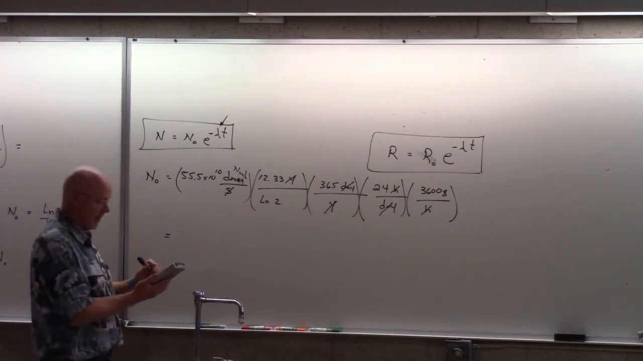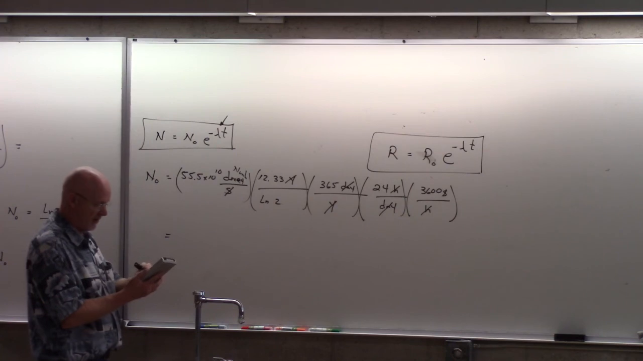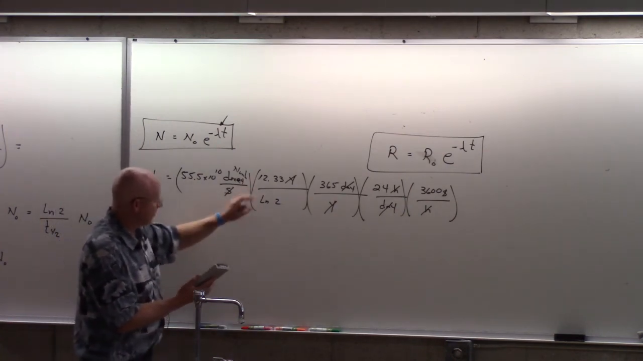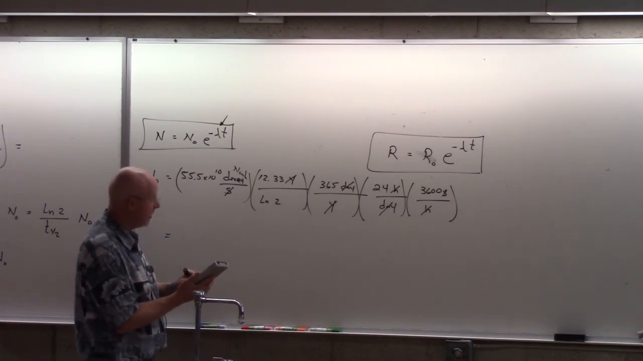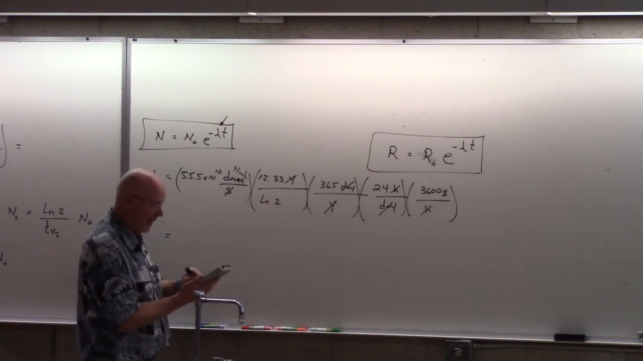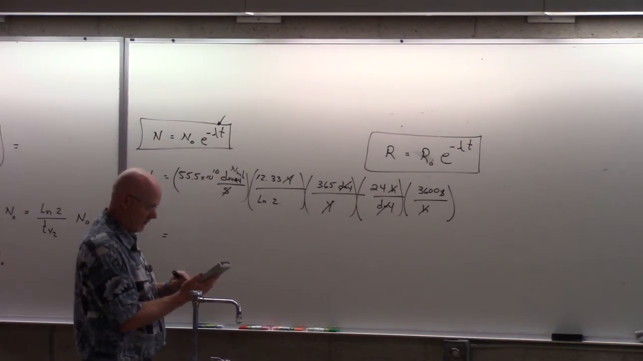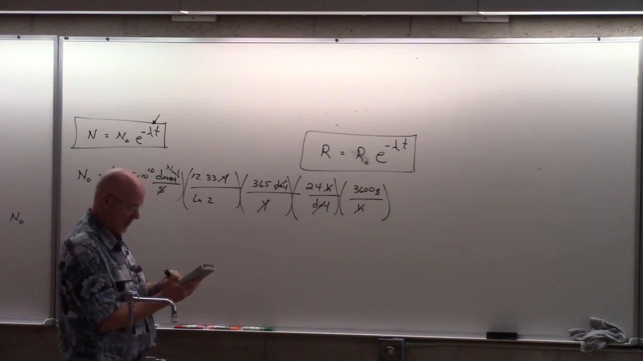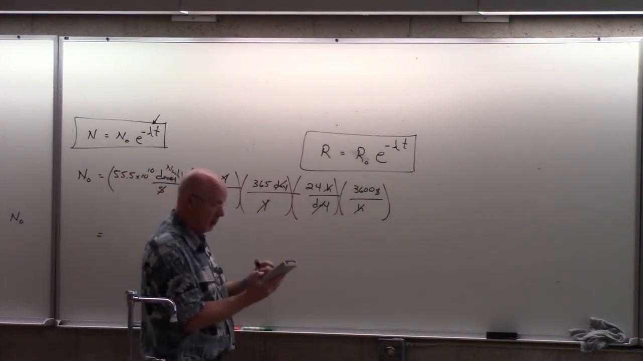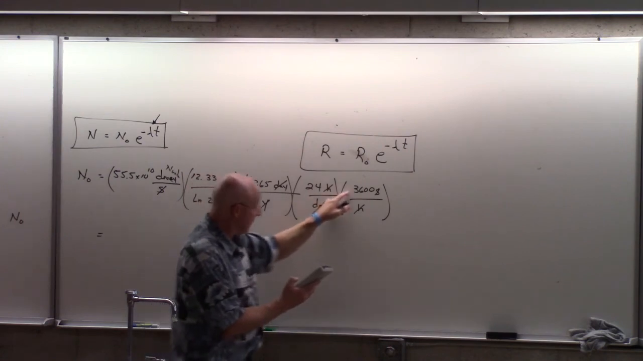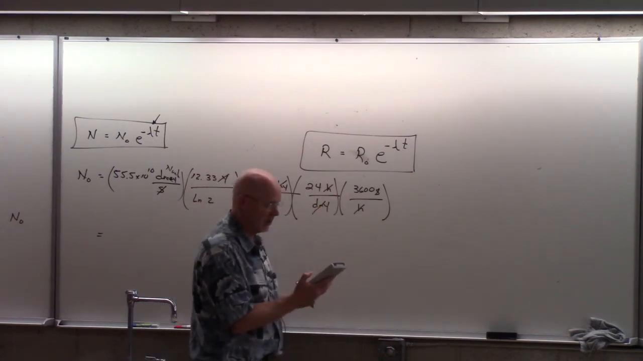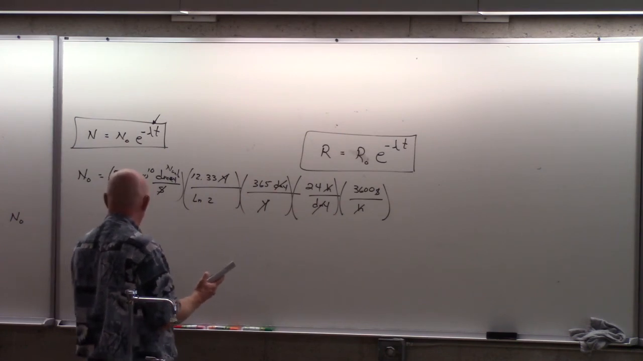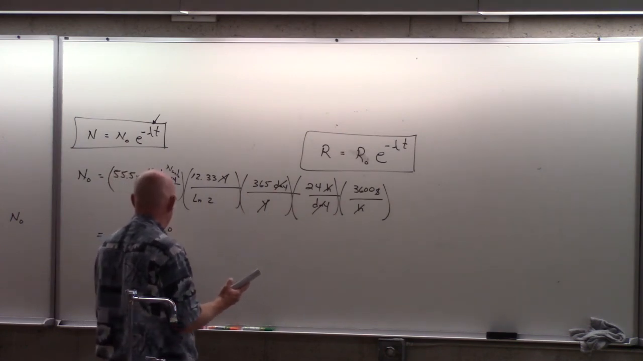And so grabbing my calculator, 55.5 times 10 to the 10th, multiplied then by 12.33, then divided by a natural log of 2, then multiplied by 365, then multiplied by 24, then multiplied by 3600. We're looking at 3.11 times 10 to the 20th atoms.